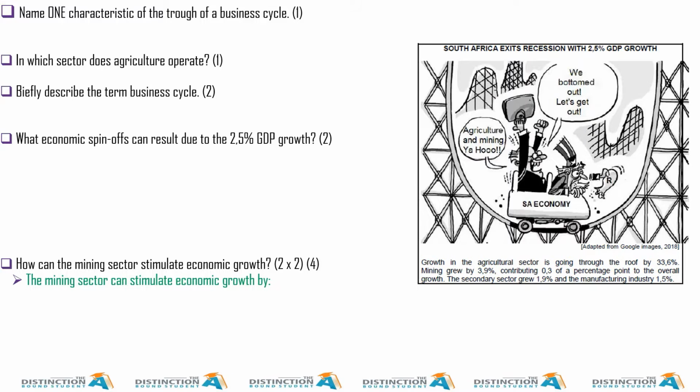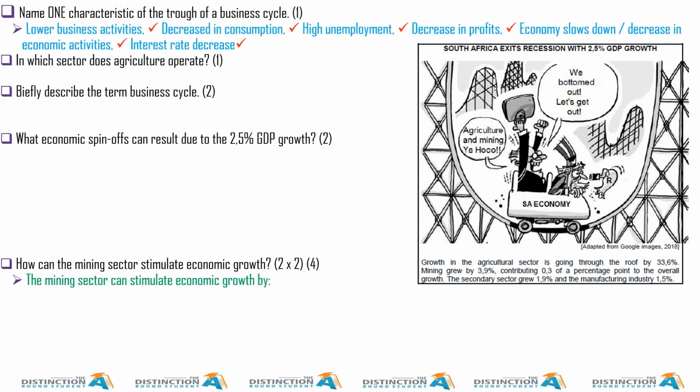Name one characteristic of a trough of a business cycle. So what's happening during that period? All these things are happening: lower business activity, decreased consumption. This is just before the economy starts to recover. High unemployment, decrease in profits, and so on. So if what we are going through right now is a recession, we'll go through a depression, and then after that we'll start to recover. During that bottom part, this is what will be going on. Right, in which sector does agriculture operate? That will be the primary sector, because we have primary, secondary, and tertiary.